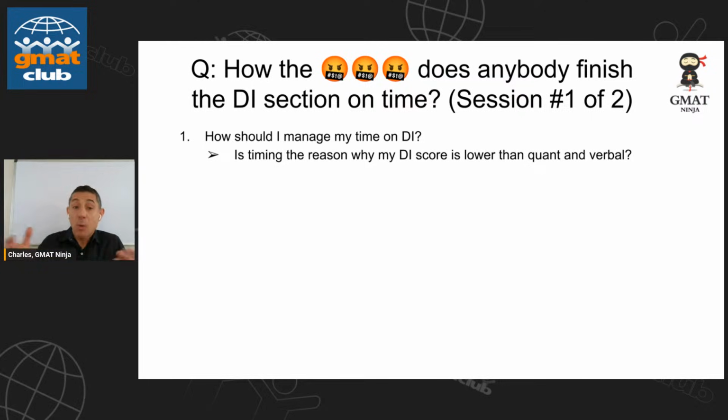And is that why my score is so low, for those of you who go, well, wait, I'm really struggling here. So, general thoughts on time management, general thoughts on Data Insights and scoring. Very, very few people can comfortably get through the 20 Data Insights questions in 45 minutes.